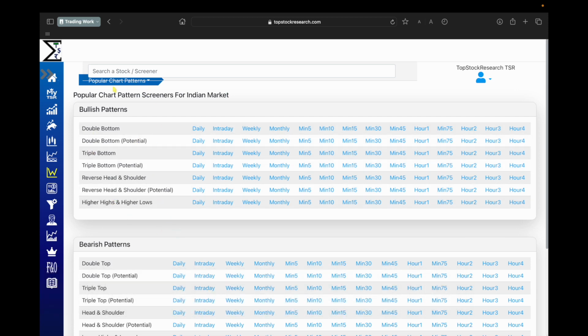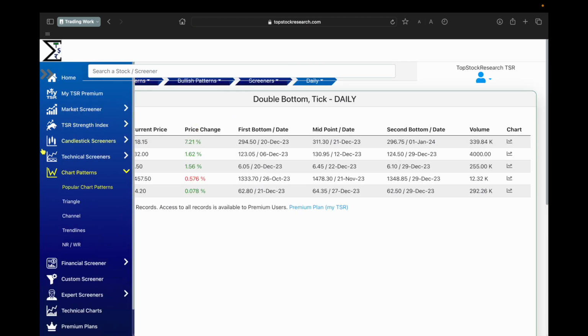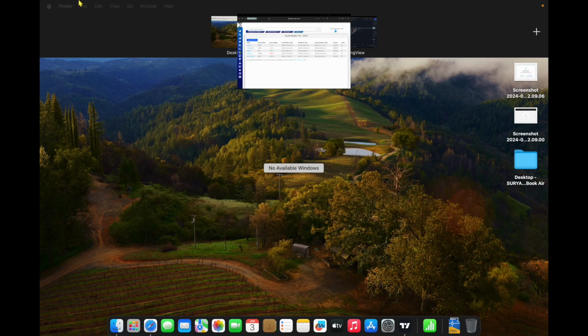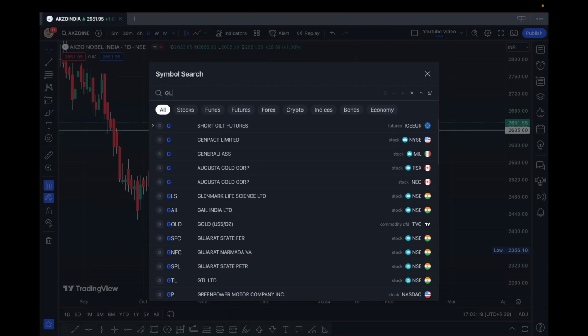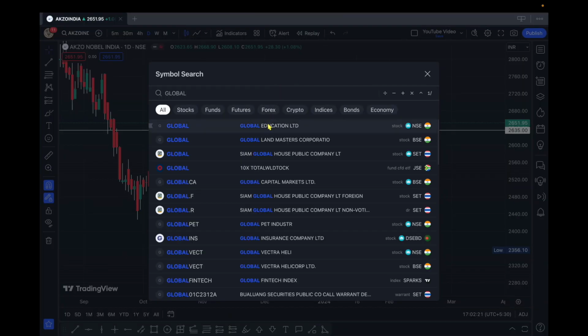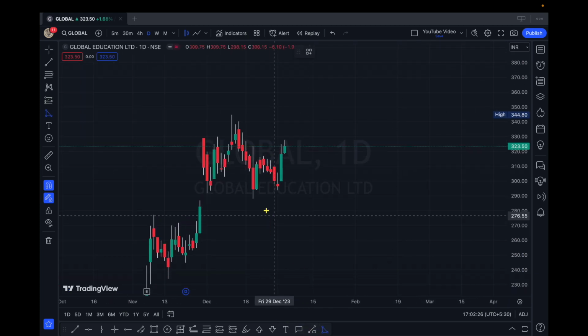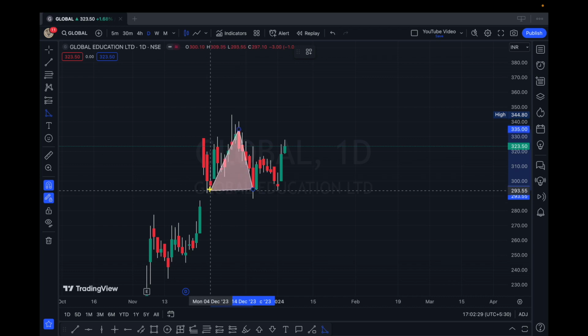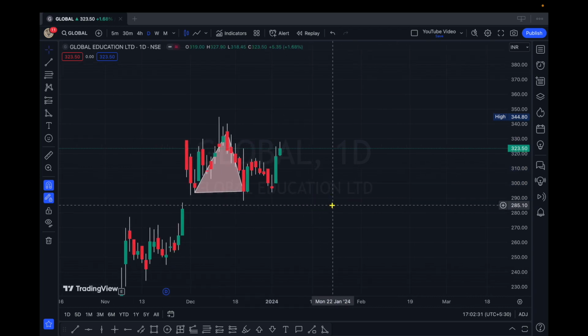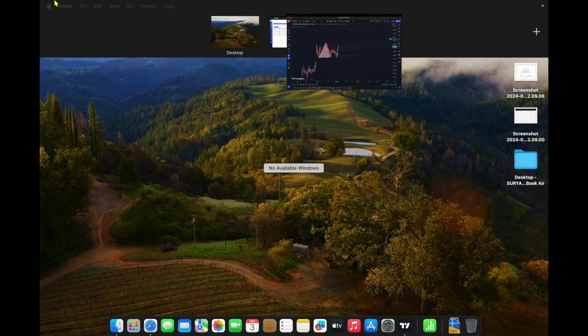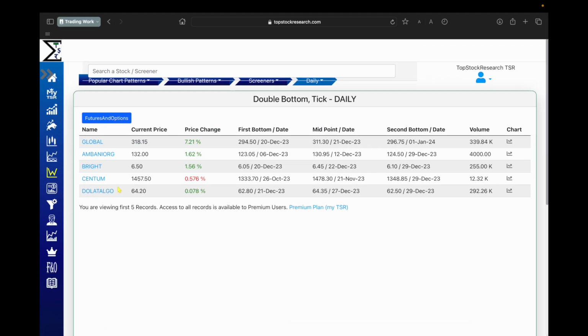Okay guys, in popular chart patterns you have the double bottom, triple bottom, and bullish base; you can get all of these. I'm going to choose double bottom. The Global stock has a double bottom in daily. Let me search about it. Global, yes, exactly, you can see here it is a double bottom pattern which is formed in Global. And this is the most usable thing on this particular website.